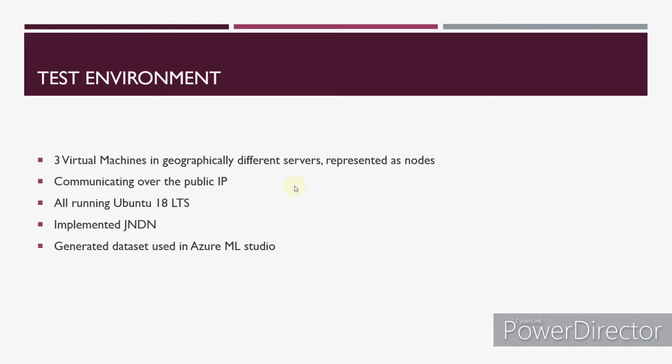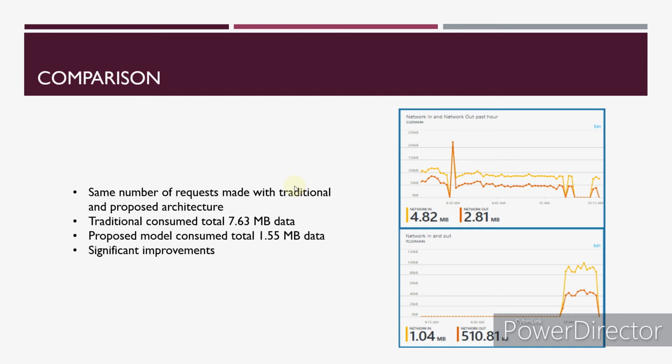We were running Ubuntu 18 LTS in all the nodes, and we used jNDN to implement the NDN in those nodes. We used randomly generated data to do the communications, and later that data set was used in Azure Machine Learning Studio to do further comparison.